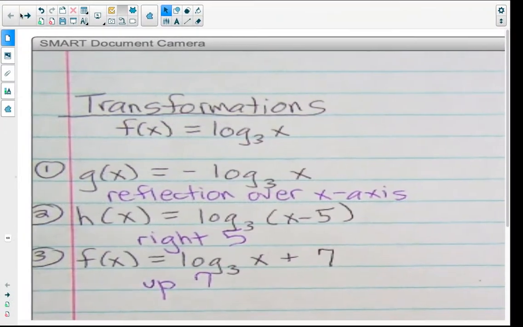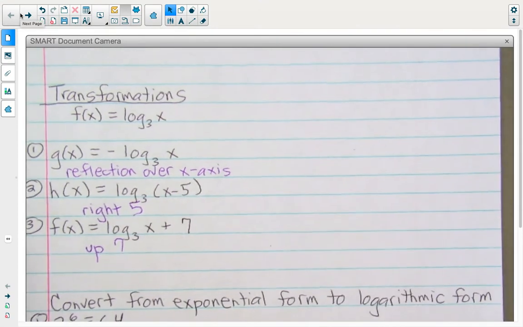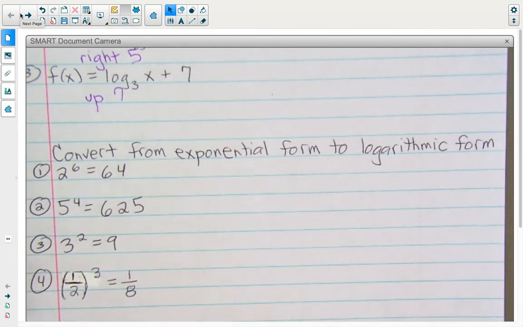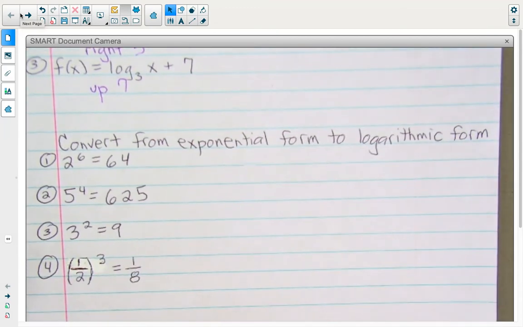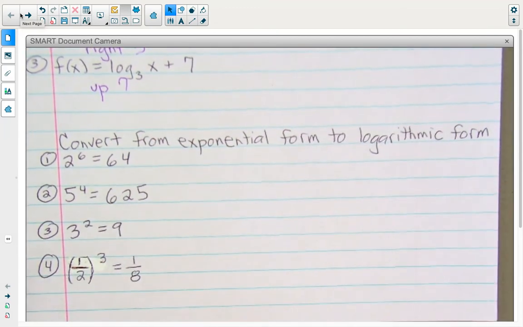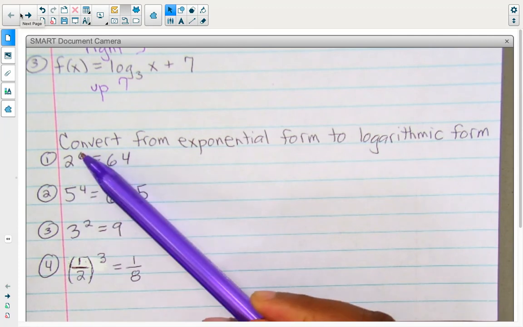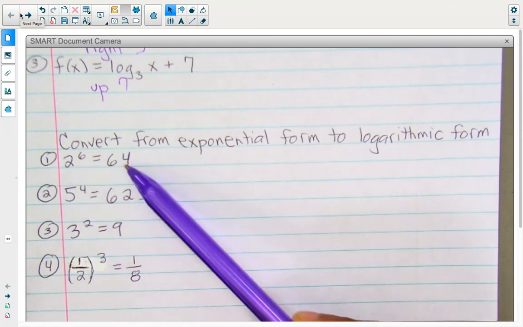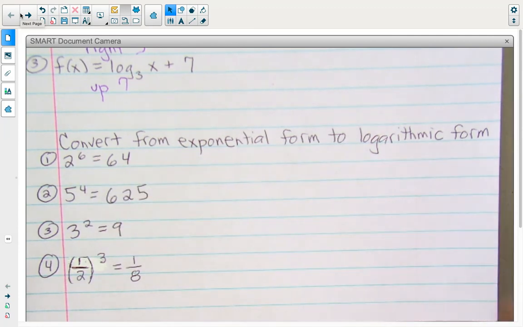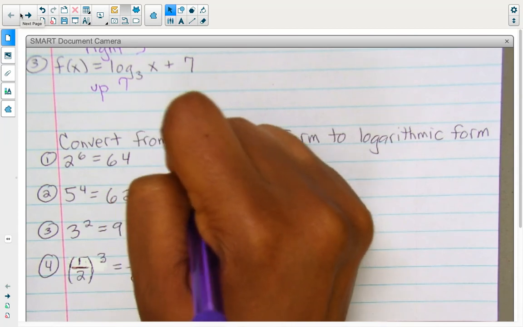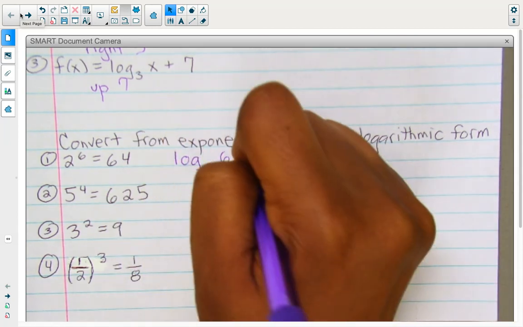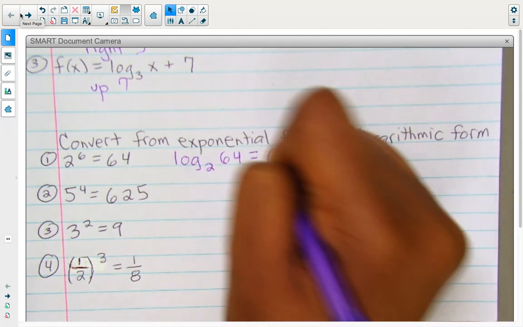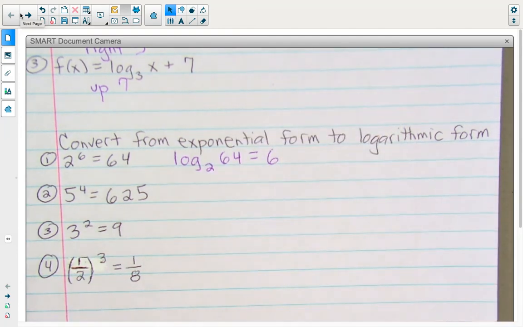And the last thing I want to make sure you know how to do is how to convert from exponential form to logarithmic form. And then I'll show you also how to do the vice versa. So this is an exponential form. 2 to the 6 equals 64. If I want to write it as a logarithm, it would be log base 2 of 64 is equal to 6. And just like that, I have converted it to logarithmic form.